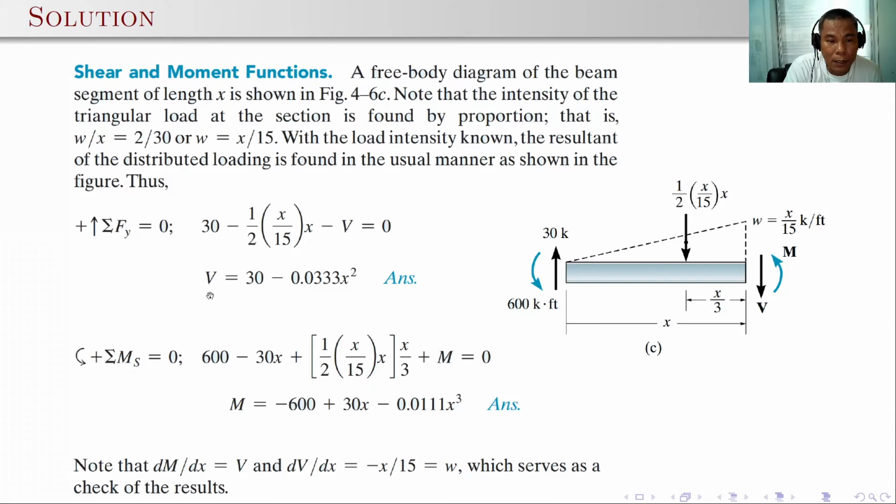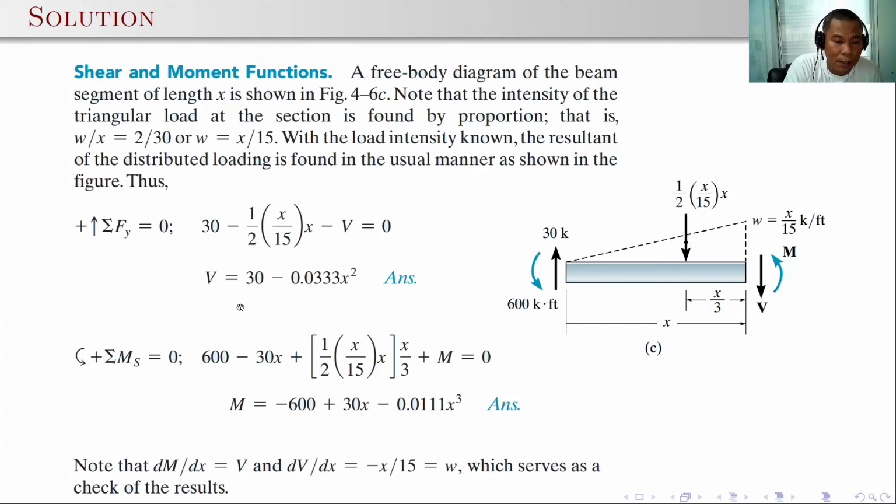As you can see, for the triangular loading with a slope of 1, your shear will have a second degree, x squared, and the moment is x cubed. So from the loading to shear to moment, the degree increases by 1: 1 for a triangle, 2 for the shear, which is parabolic, and 3 for the moment, which is cubic.